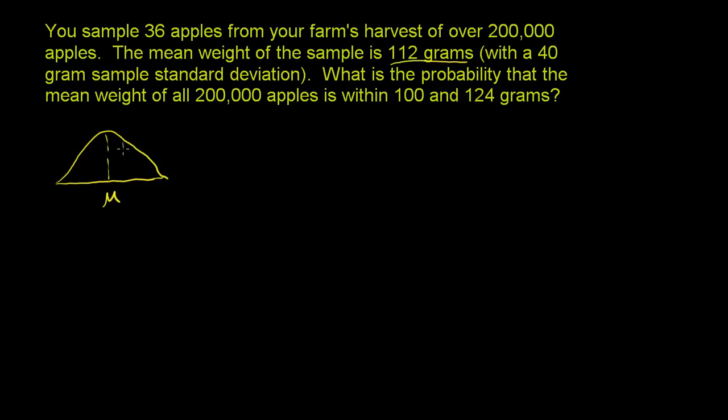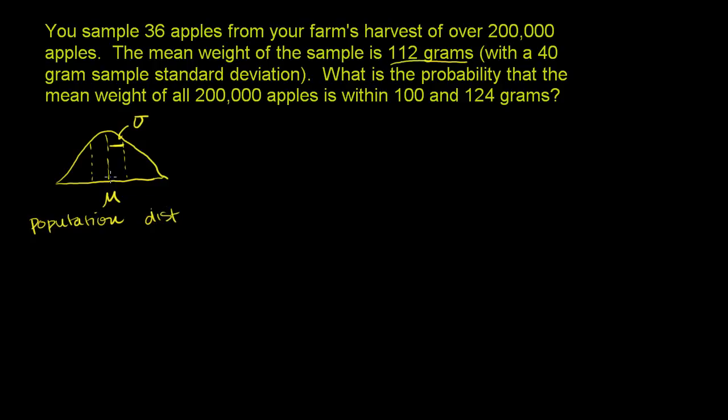So this might be 1 standard deviation above the population mean. That would be 1 standard deviation below. And we'll say this distance right here is the population standard deviation. Both of these are parameters that we do not know of the entire population. So this is the population distribution right over there.